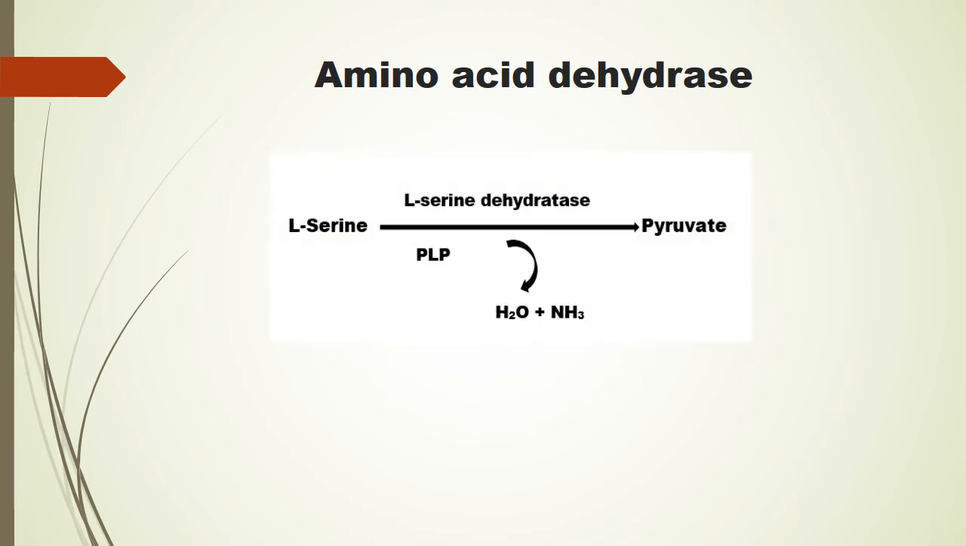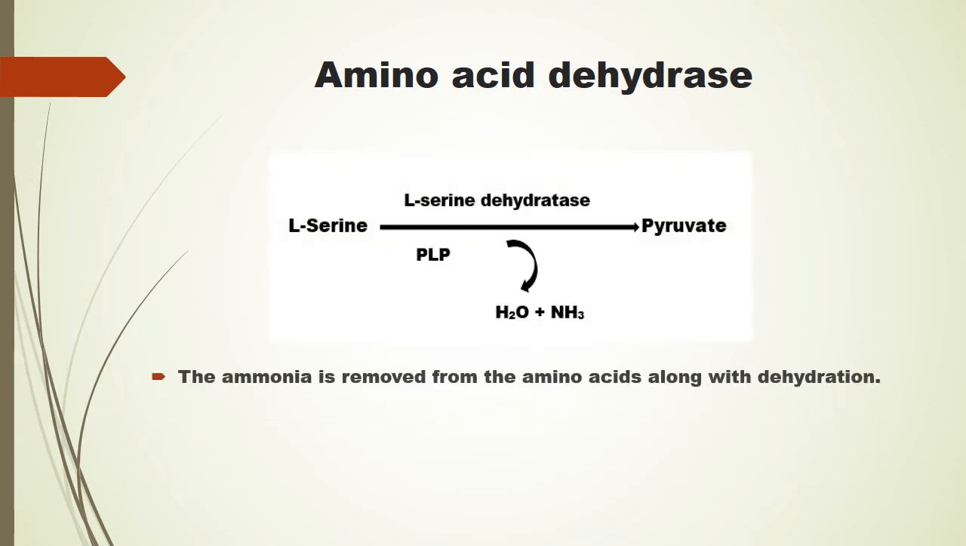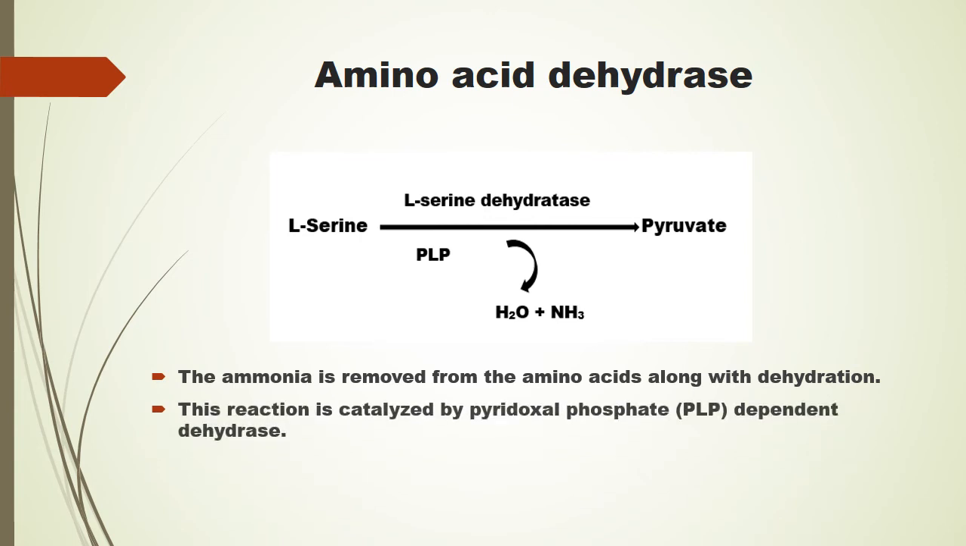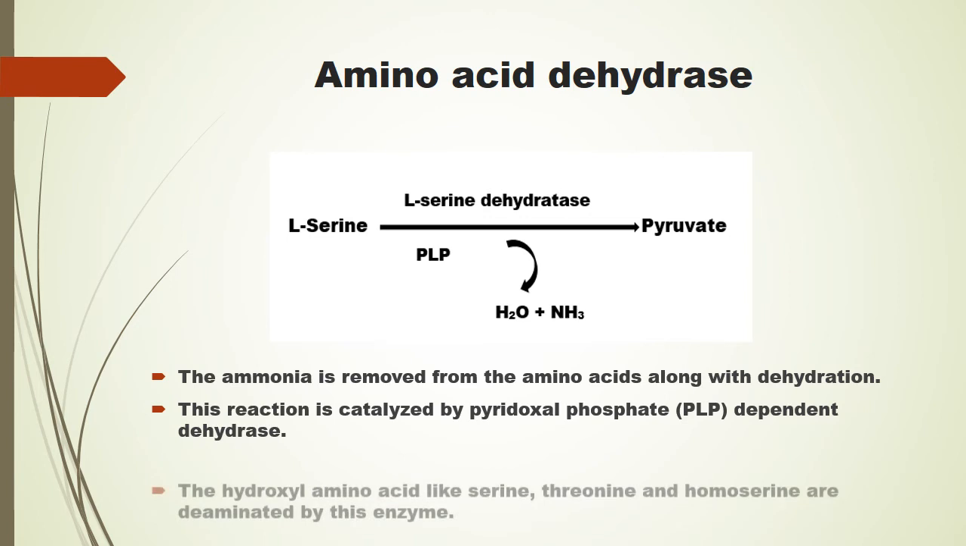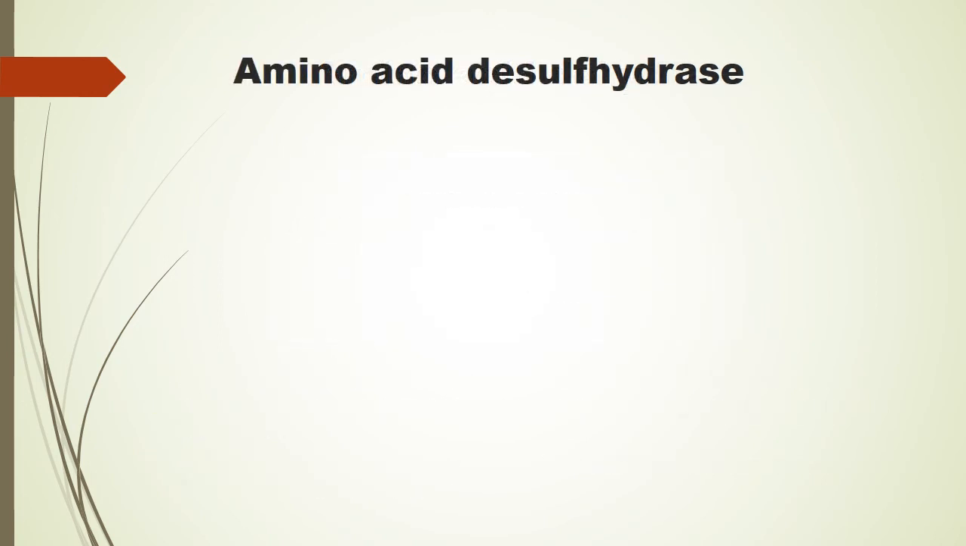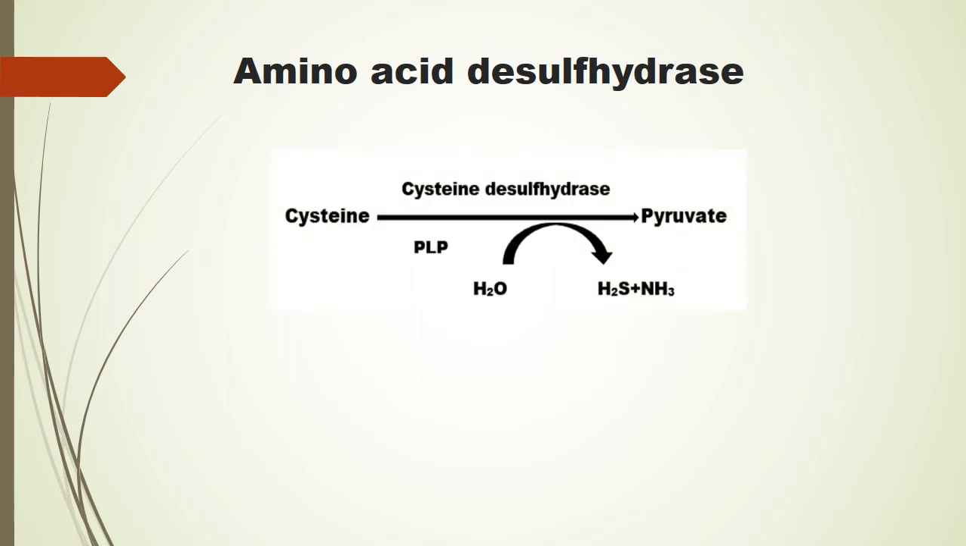Amino acid dehydrase. The ammonia is removed from the amino acid along with dehydration. This reaction is catalyzed by pyridoxal phosphate dependent dehydrase. The hydroxy amino acids like serine, threonine, and homoserine are deaminated by this enzyme.